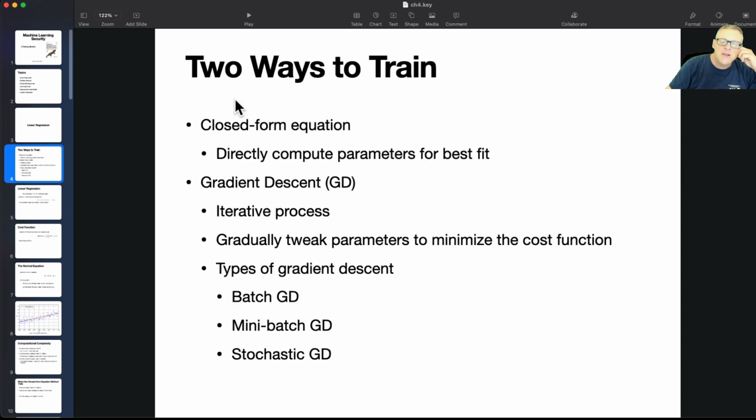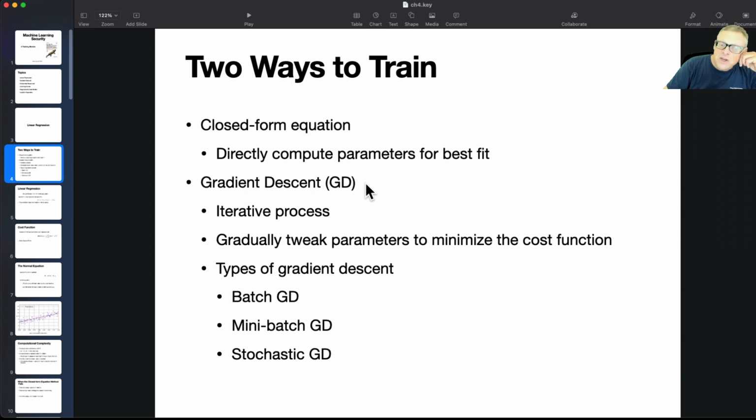So there's two ways to train it. The closed form equation is the one I've known for a long time. Before you use computers to do it, you would just directly compute the parameters from the data points. There's a way to mathematically determine the best line to go through those points. There's various ways to express the formulas. They're just simple formulas to calculate it from the points. So it's very fast, very efficient, and like I say, we used to do it before there were computers.